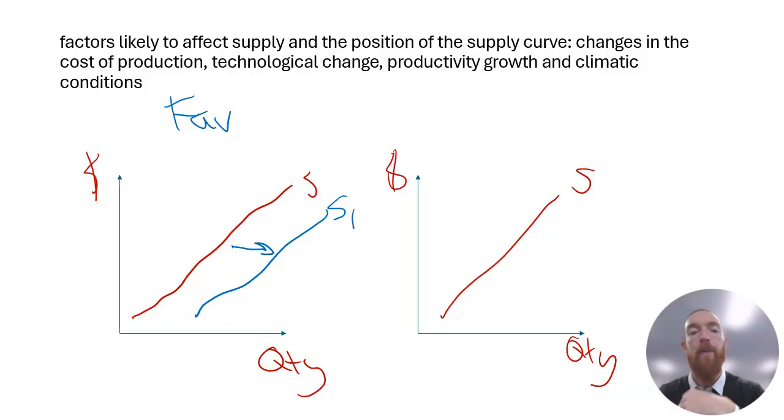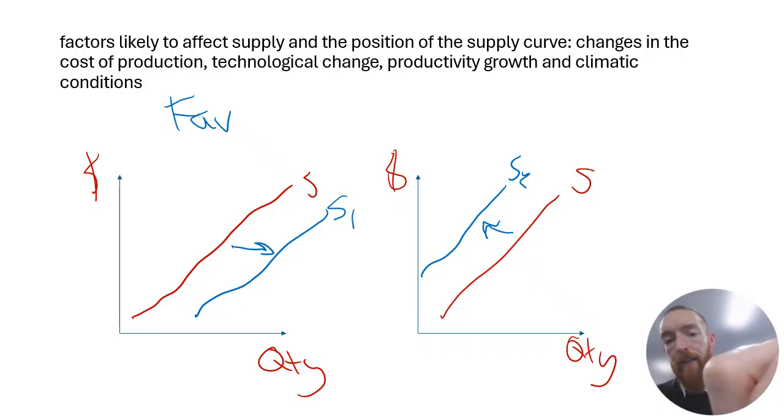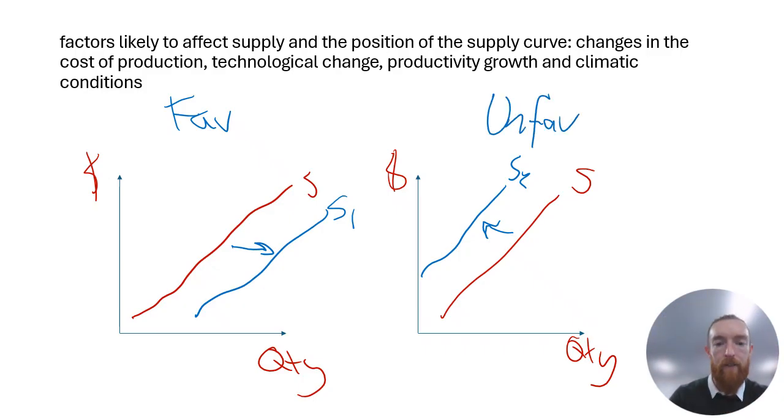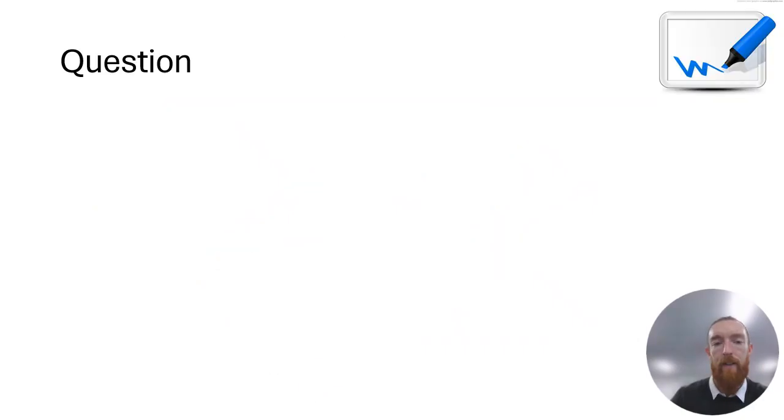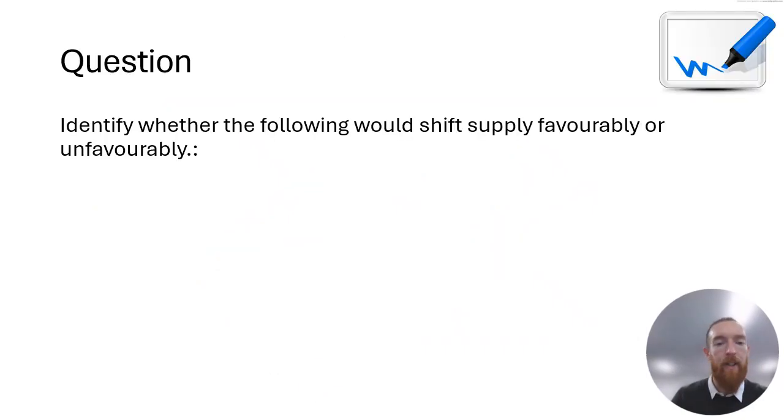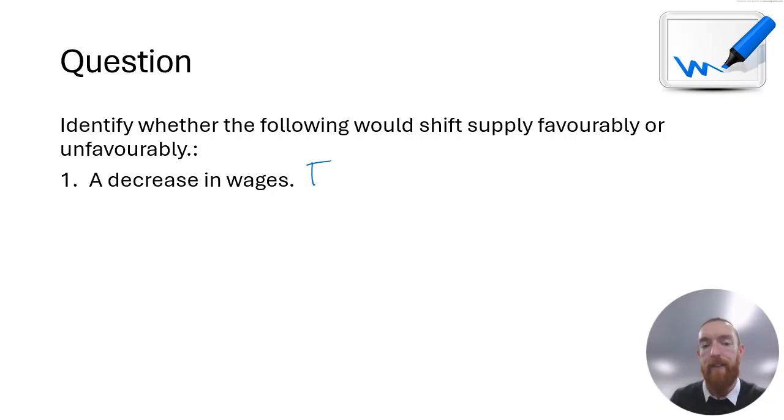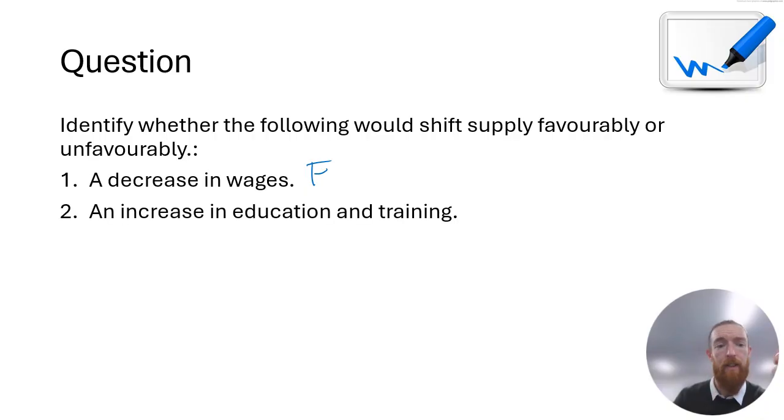If we were to look at climatic conditions, let's say there's a natural disaster. There is a cyclone in northern Queensland that wipes out your banana plantations. That is going to cause a shift to the left where you are unable to supply as much at any given price, and we call that an unfavorable shift in supply. So if we were to look at some of these scenarios and decide whether supply would shift favorably or unfavorably, if there is a decrease in wages, that is favorable for businesses because they are going to be paying less, they've got lower cost of production. If there's an increase in education and training, that's going to be favorable.